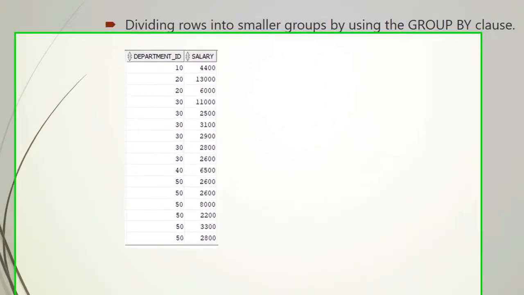So let's assume you have this sample of data, department ID and the salary, and we want to retain the maximum salary per each department. In this case you will divide the department IDs into groups. So this is the first group, this is the second group, this is the third group, this is the fourth group, this is the fifth group, and so on.